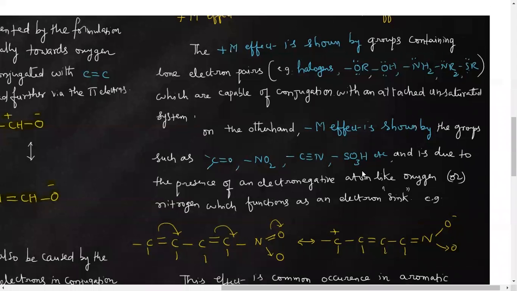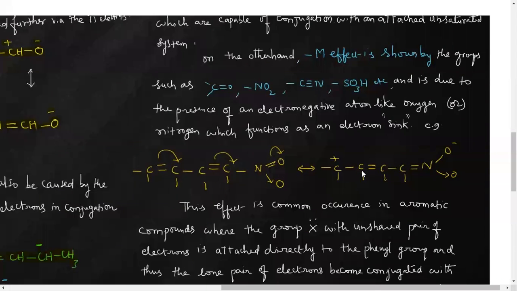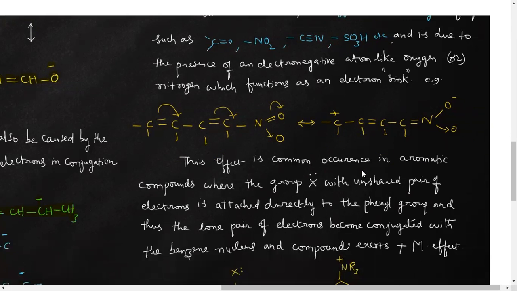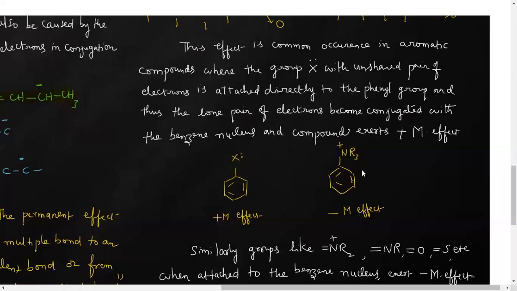Next, if you see another example at the bottom, we have a carbon-carbon double bond with an NO2 group attached to it. If you write the resonance of it, the positive charge will be present on carbon and the negative charge on the NO2 oxygen. This effect is also commonly noticed in aromatic compounds, where the group X with an unshared pair of electrons is attached directly to the phenyl group, and thus the lone pair of electrons becomes conjugated with the benzene nucleus, and the compound exerts a positive mesomeric effect. In the first picture, the benzene ring with the group X and a lone pair shows the positive mesomeric effect.